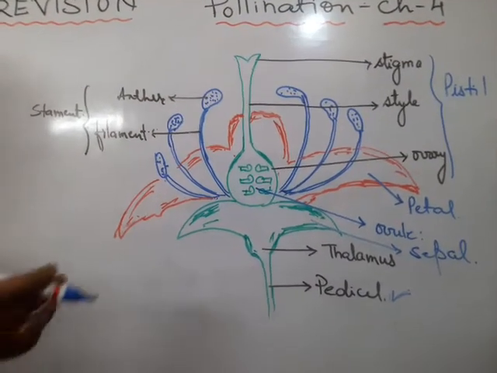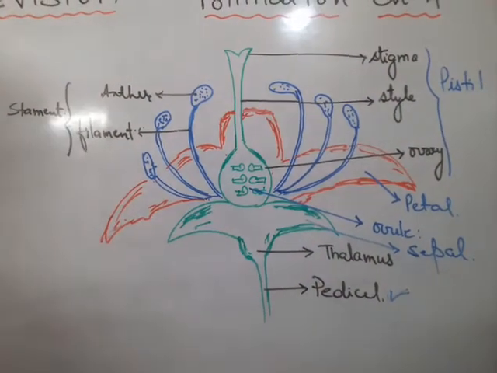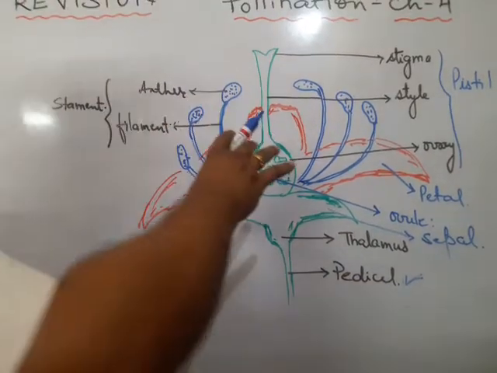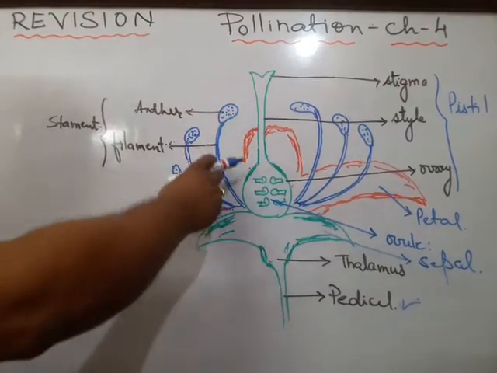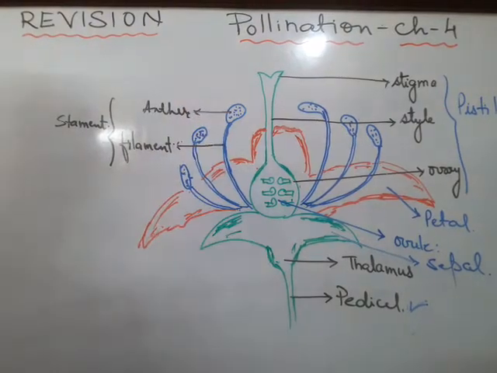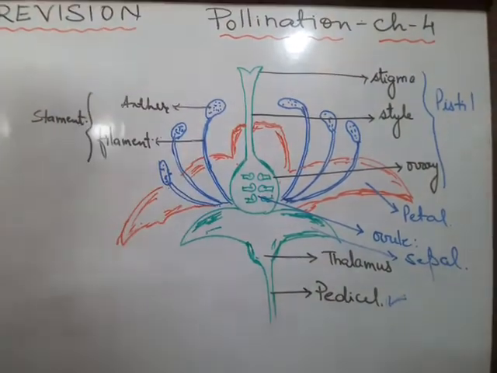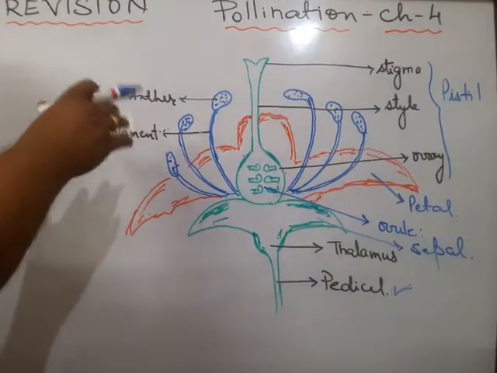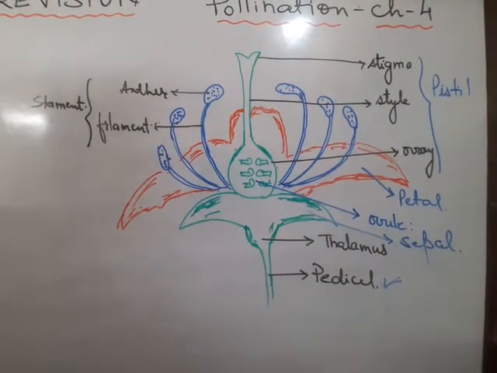Then we have got the blue color that you see, those are actually the male part of the flower, that is the androecium. And the units are called the stamens. Each stamen has a thin filament. It is a thread-like structure called the filament, and on the top it bears a bilobed structure called anther. And this anther actually has pollen grains in it. And these pollen grains are responsible for pollination that we are going to see just after this.